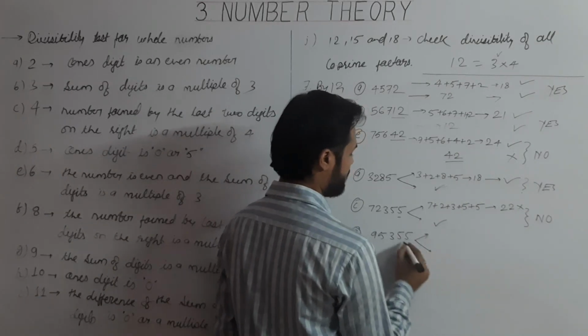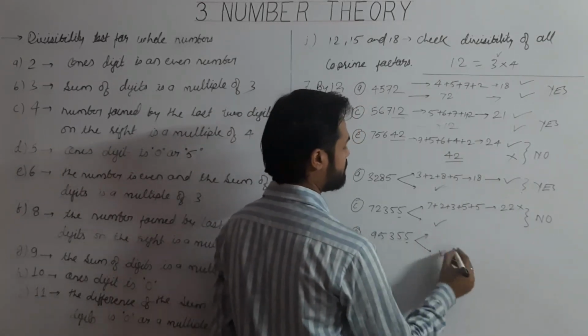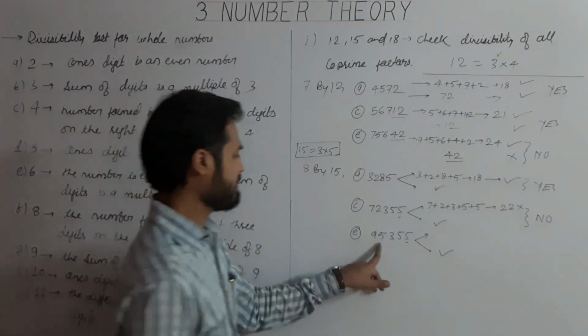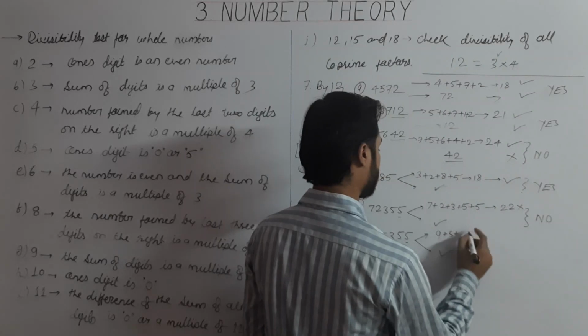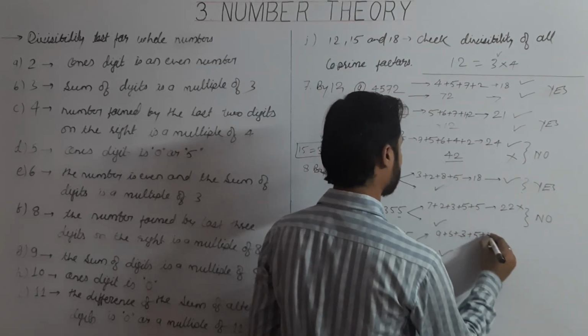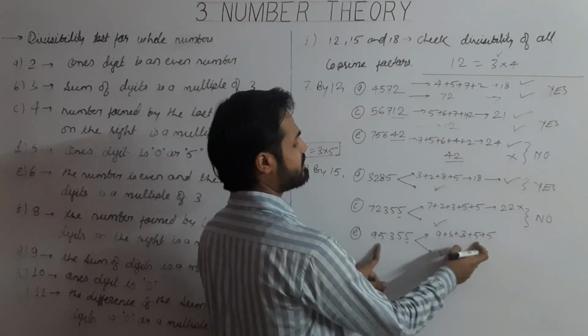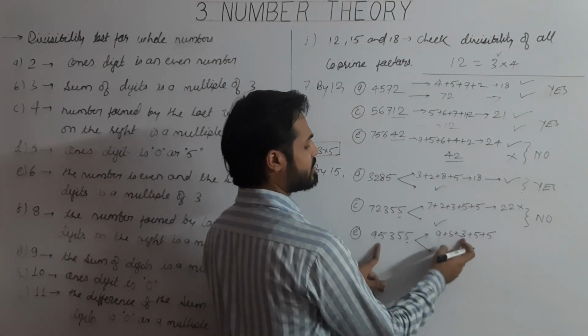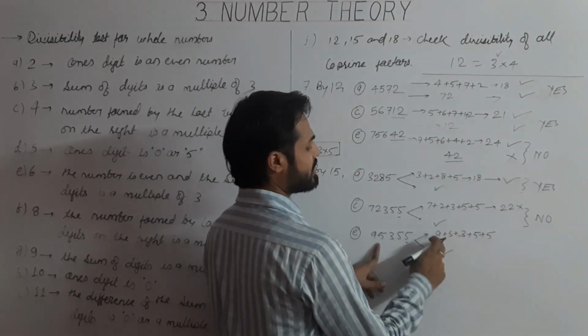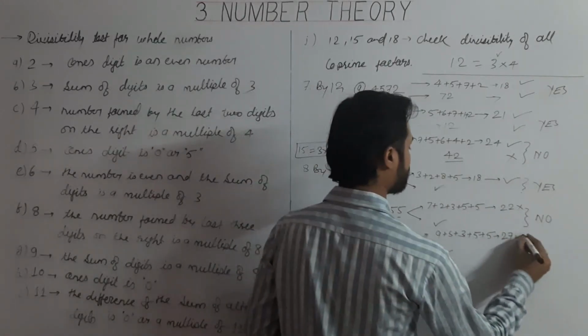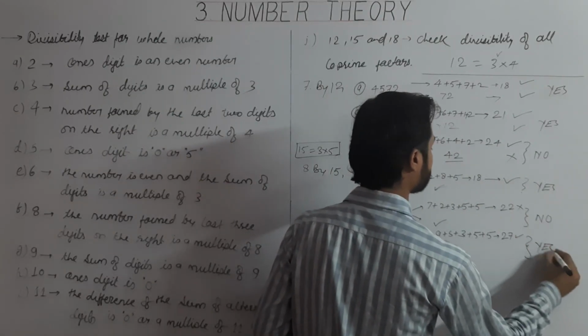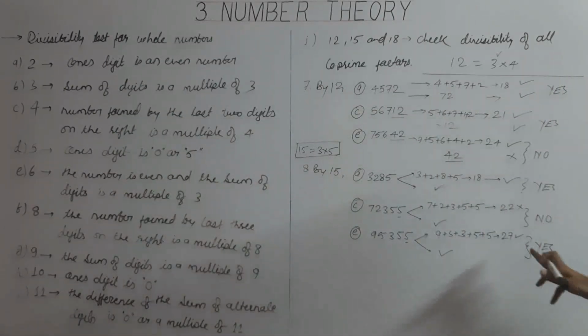Third, again last digit is 5. So second condition is okay. And we have to check for 3. 9 plus 5 plus 3 plus 5 plus 5. 5 plus 5 is 10. 10 plus 5 is 15. 16, 17, 18. 18 plus 9, 27. And 27 is a multiple of 3. So yes, answer is yes. This number is divisible by 3 and 5. So the number is also divisible by 15.